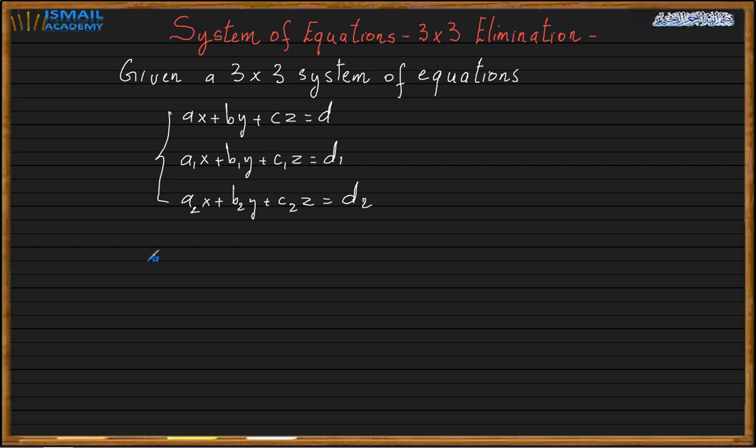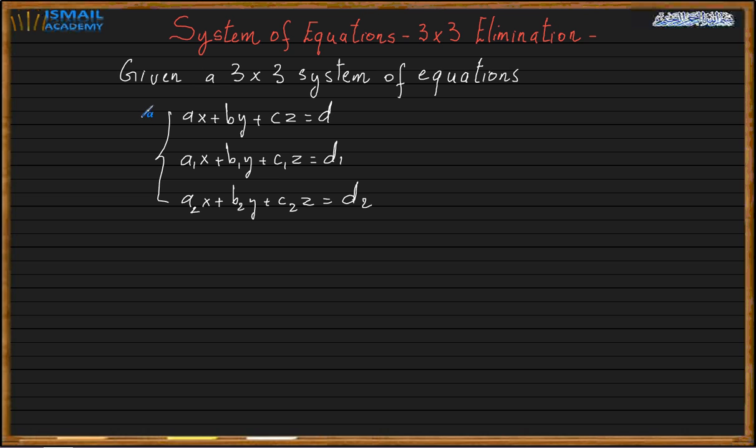The way we solve the 3 by 3 system of equations using elimination method is we need to transform the 3 by 3 into 2 by 2. And we already know that to solve a 2 by 2 we need to transform the 2 by 2 to one linear equation with one variable, which is 1 by 1 if you want to say it this way. So that's the process of how we solve 3 by 3. We're going to transform the 3 by 3 into 2 by 2. So how do we do so?